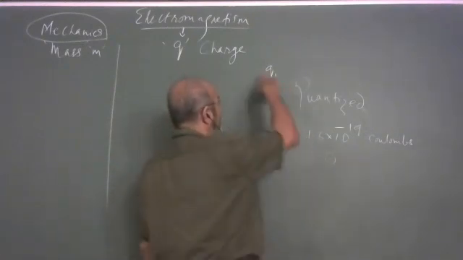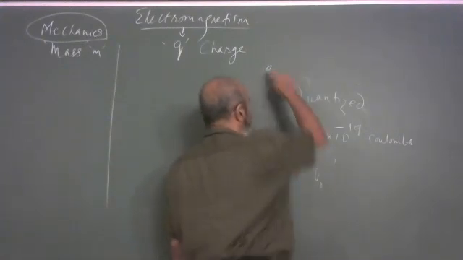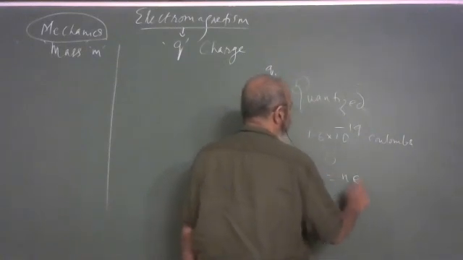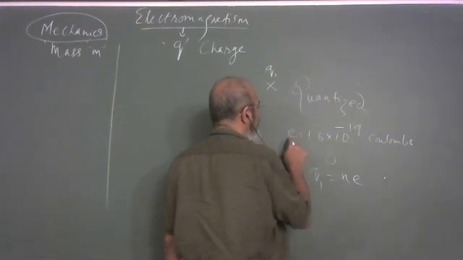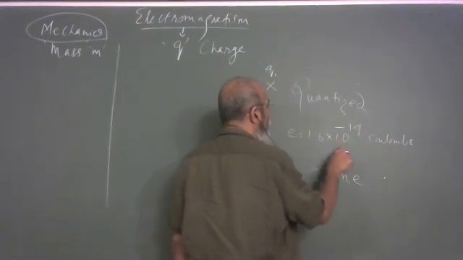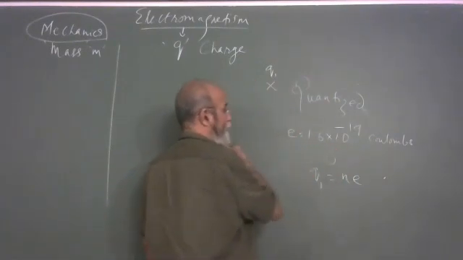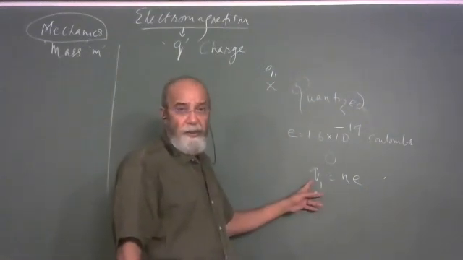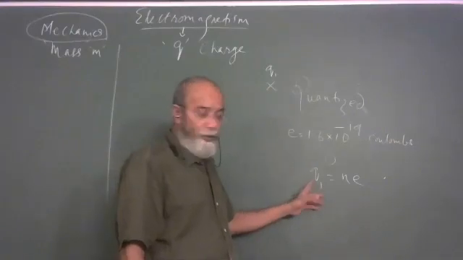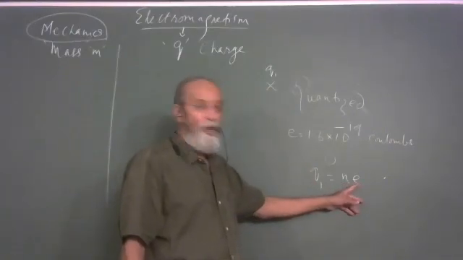Which means that when I say that the particle is of charge Q, it means it's in multiples of E. E was the alphabet which was reserved for the quantum value of charge. So every charge that I come across in life will be in multiples of E.